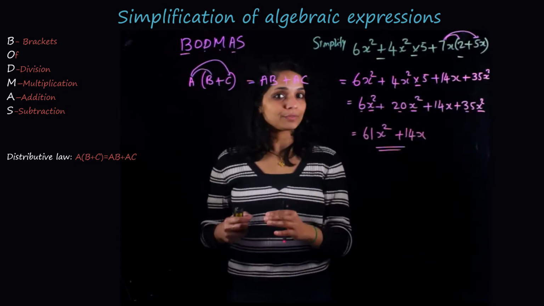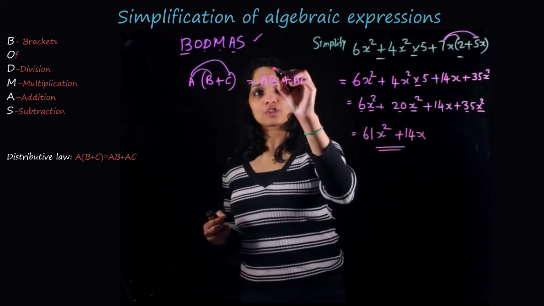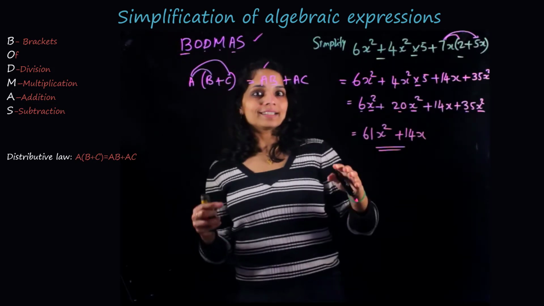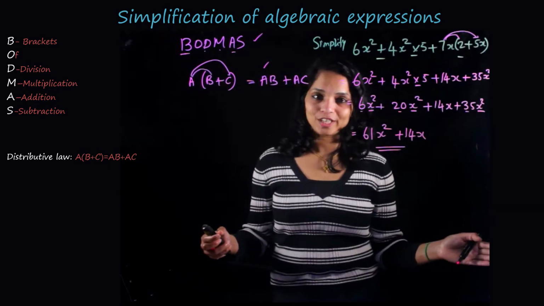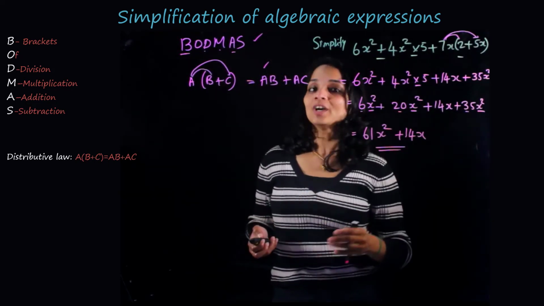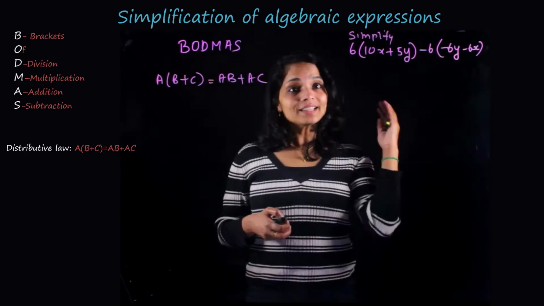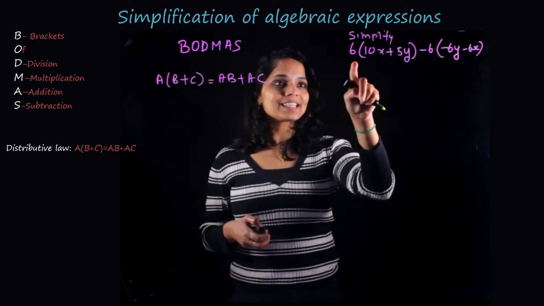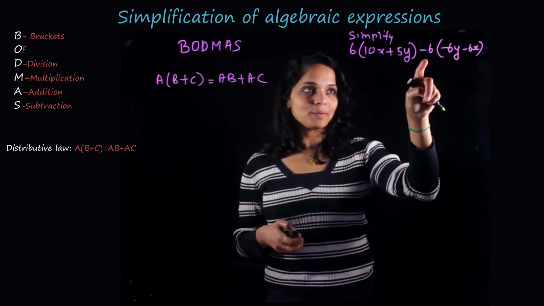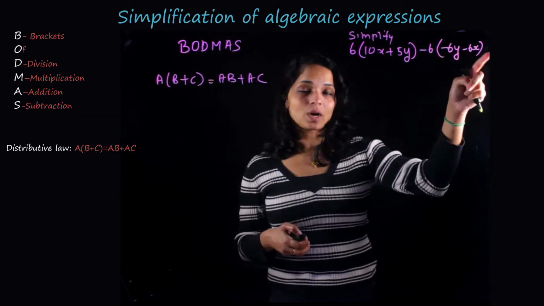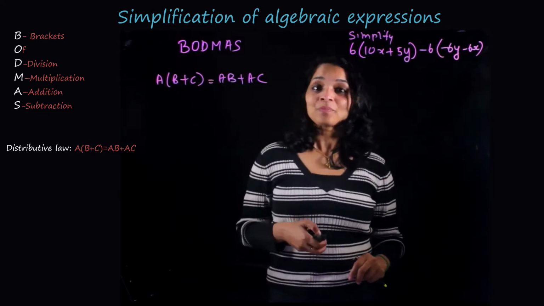So all we have done is use the BODMAS rule and the distributive law and collect the like terms together. I hope this makes sense to you, and we'll do one more example. Another example is 6 times (10x plus 5y) minus 6 times (minus 6y minus 6x). Okay.